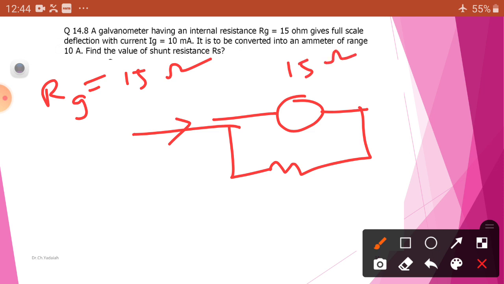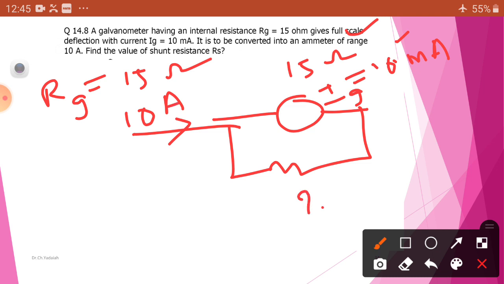And full scale deflection with Ig is 10 mA. What is the Ig? Ig is equal to the meter reading, the galvanometer current maximum reading, so 10 milliamperes. So I know the resistance, we know the current. And it is to be converted to an ammeter of range 10 amperes. Find the shunt resistance. What is the resistance here?